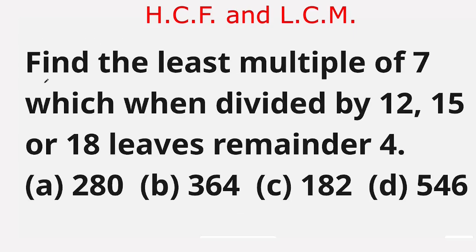Our question is, find the least multiple of 7 which when divided by 12, 15 or 18 leaves remainder 4. The given options are option A, 280, option B, 364, option C, 182, option D, 546.